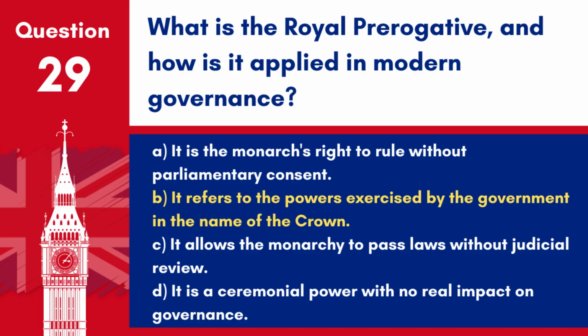Answer. B. It refers to the powers exercised by the government in the name of the Crown. The royal prerogative includes a range of executive powers, such as issuing passports or appointing ministers, which are exercised by the government but formally vested in the Crown.